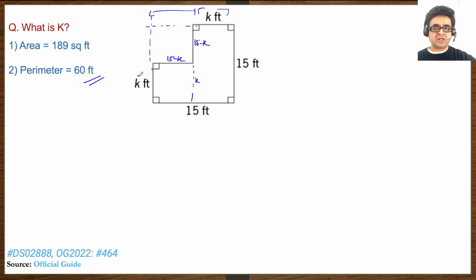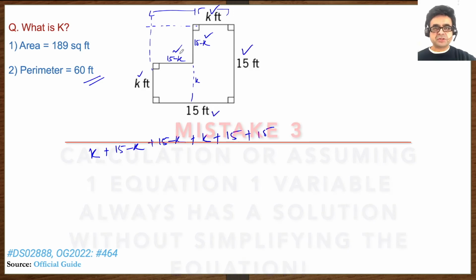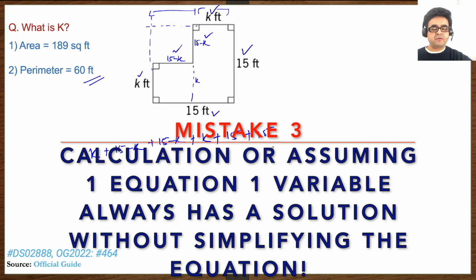We are going to start here and then we are going to go clockwise. So k plus 15 minus k, and I'm going to check mark each of those so that I don't miss anything. 15 minus k, and again plus this k plus 15 plus 15. Let me double check if I missed any of them. So there is a check here, check mark here. All of them have been covered, and this is given to be 60.